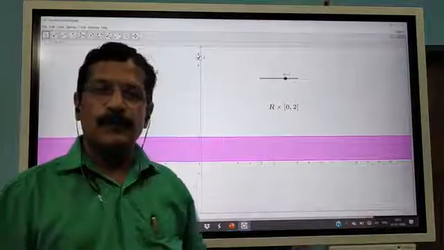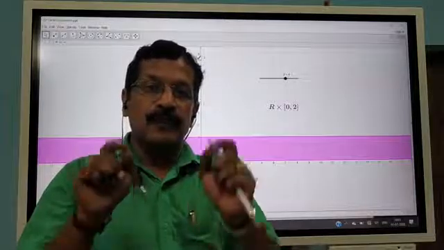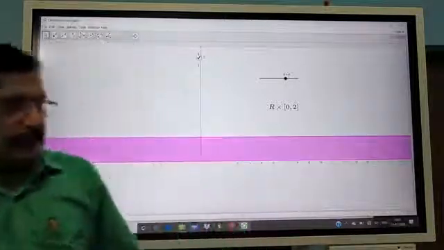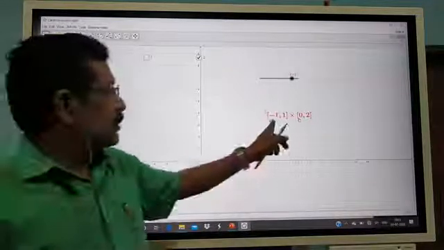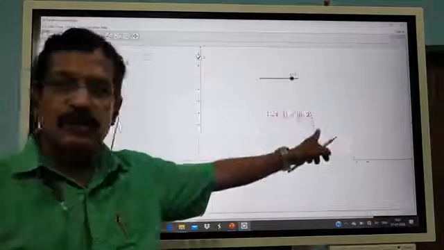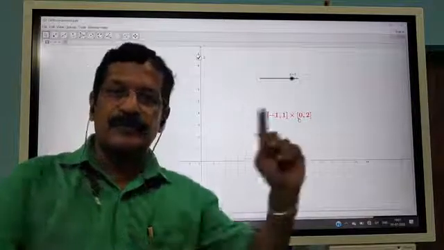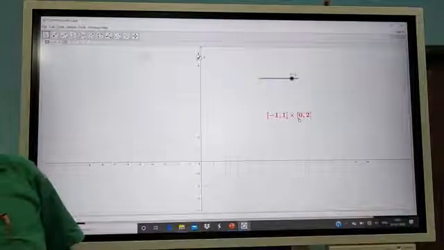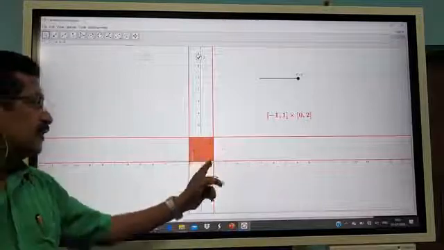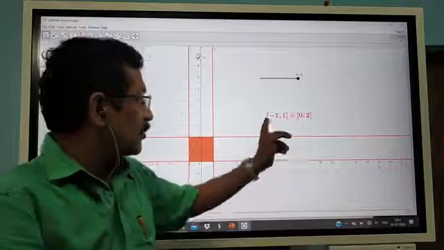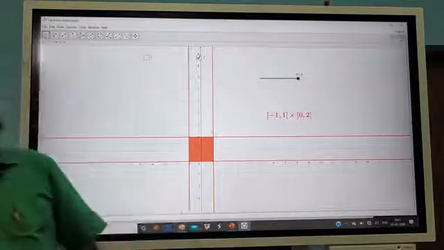Now, let us think about the Cartesian product of two closed intervals. I am taking the intersection of these two, that is, the closed interval [-1, 1] cross the closed interval [0, 2]. What will be the Cartesian product? That Cartesian product will be the intersection of the previous two cases. That is this one. So all the elements in this region are elements of the Cartesian product [-1, 1] cross [0, 2]. Now it's clear.